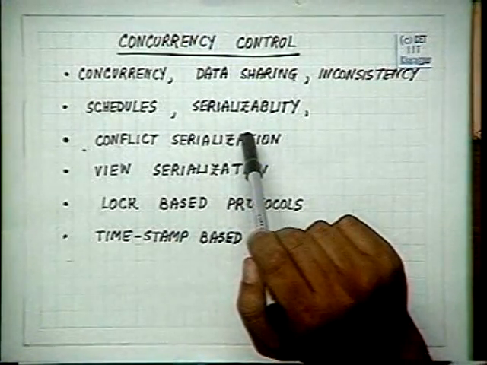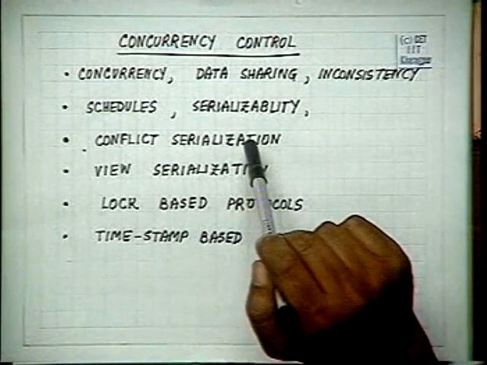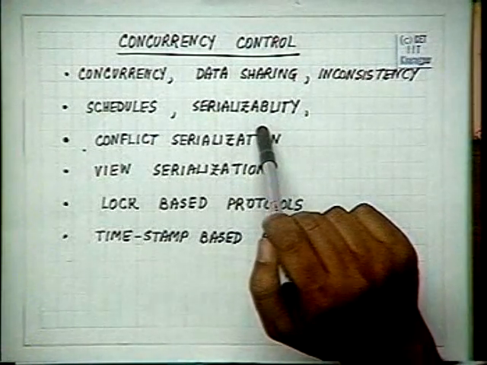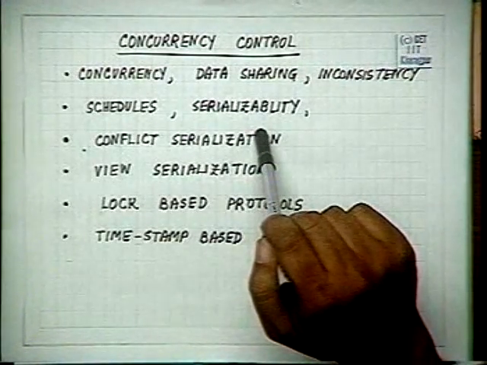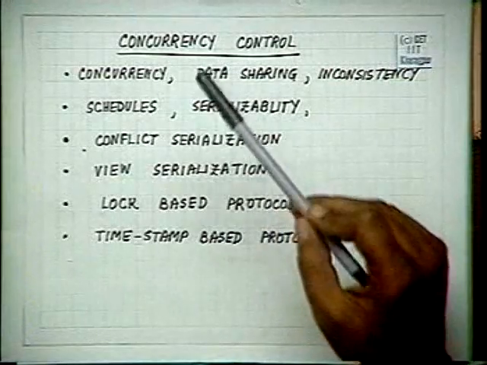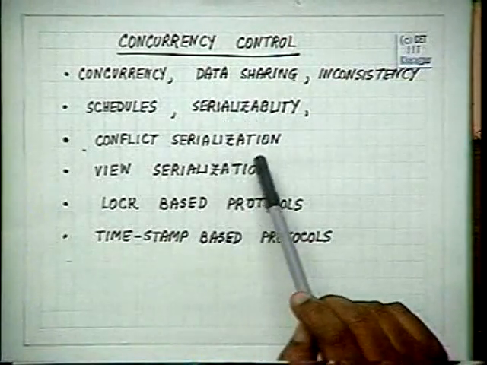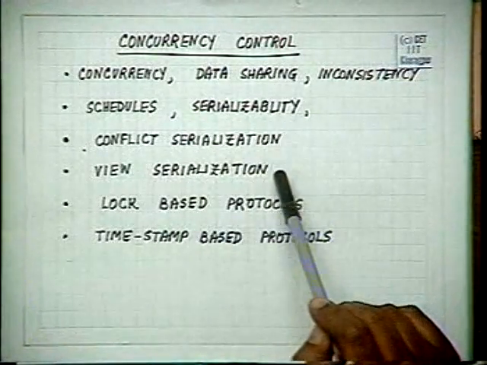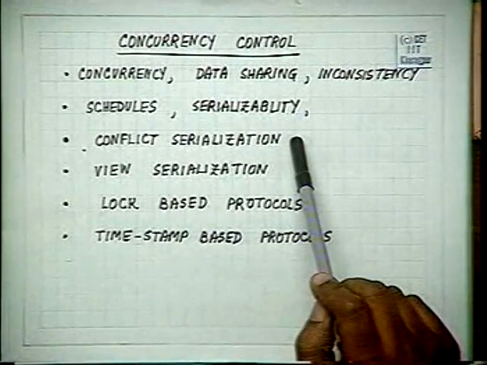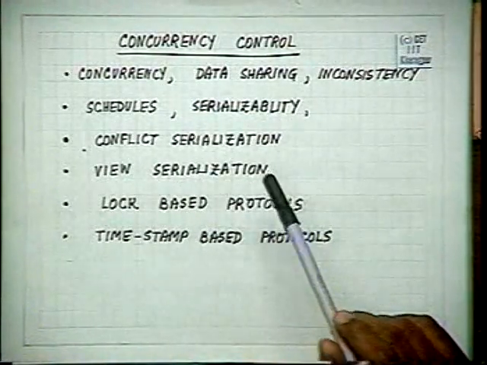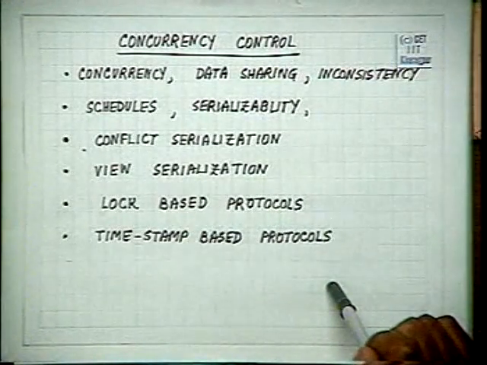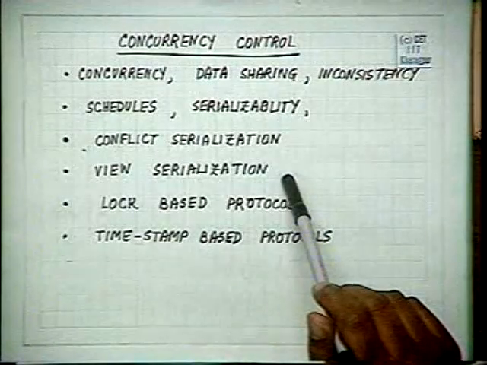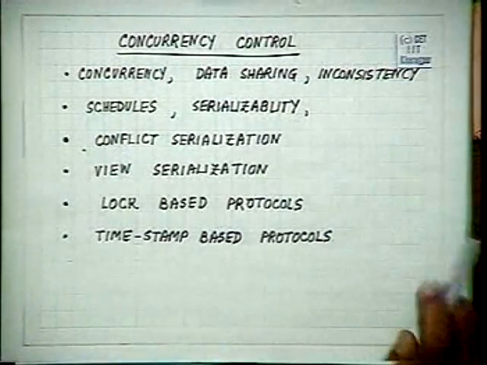Then we went on to see how we can detect whether a schedule is inconsistent and how we can prevent a schedule from being inconsistent. There are several such methods which we shall discuss in due course. We have already discussed two aspects, that of conflict serializability and view serializability. We shall subsequently discuss log-based protocols and time-stamping protocols. A quick review of this is done in the next few minutes.